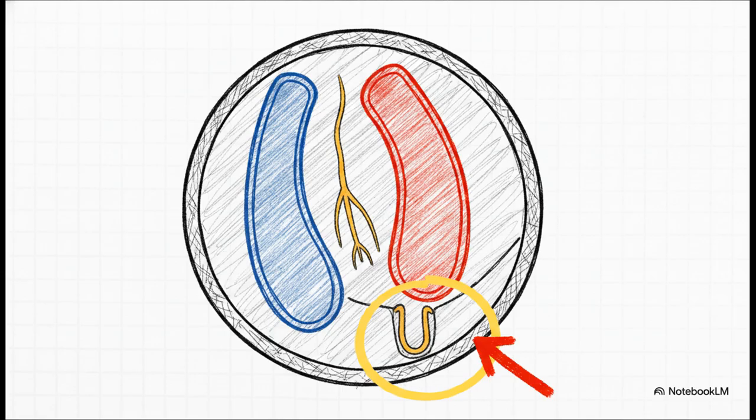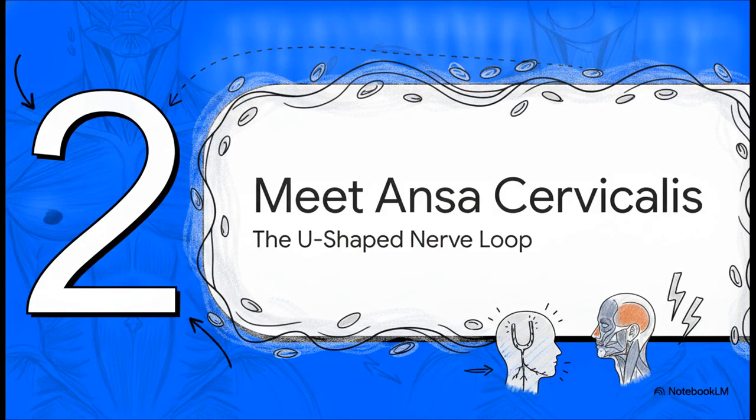But look at that last bullet point. Right there, embedded in the anterior wall of this sheath, is our target. It's not just floating around in space, it's architecturally fused to the front of this fascial boundary. Which brings us to part 2, meet the Ansa cervicalis.